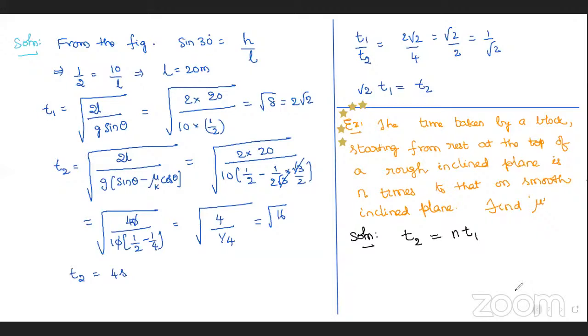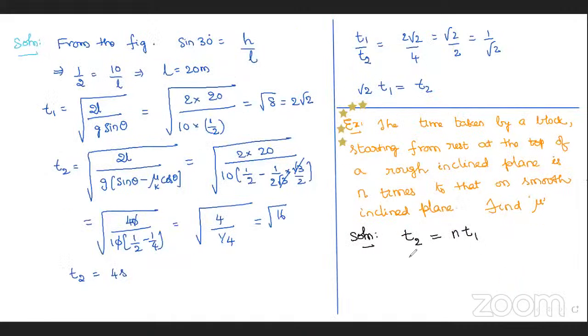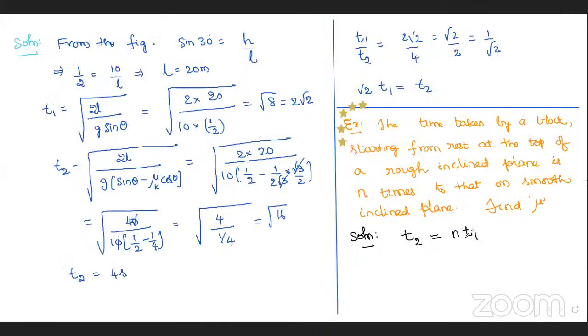He is asking the question in a reverse manner. In the previous problem, he gave the mu value and asked the relation between T1 and T2. In this question, he gave the relation between T1 and T2 and asks for the mu value. Quite opposite. It's not a big deal, because you already know what T1 and T2 are. Just substitute the T1 and T2 values and solve. You are a mathematics student, so you know how to solve equations.